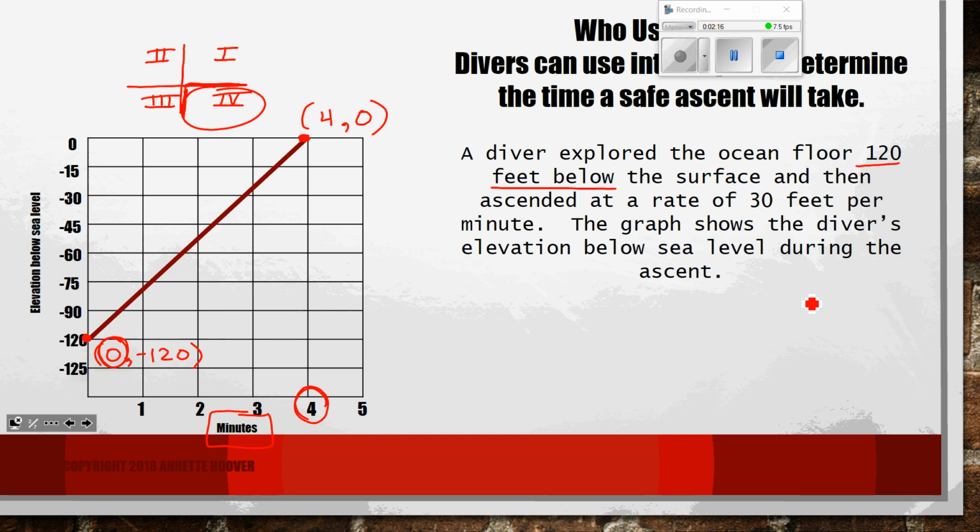So with the y-intercept, we know the depth that he began, and with the x-intercept, we know how many minutes it took him to ascend. Notice with the order pairs, the y-intercept, x is 0. For the x-intercept, y is 0. So it makes sense that if we want to create 2 order pairs and we plug in 0 for y and 0 for x, that we can find the x and y intercepts.